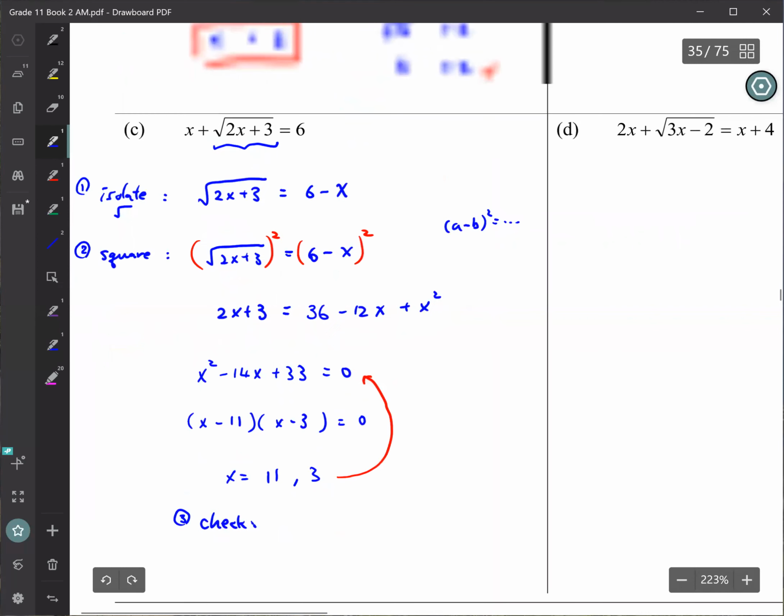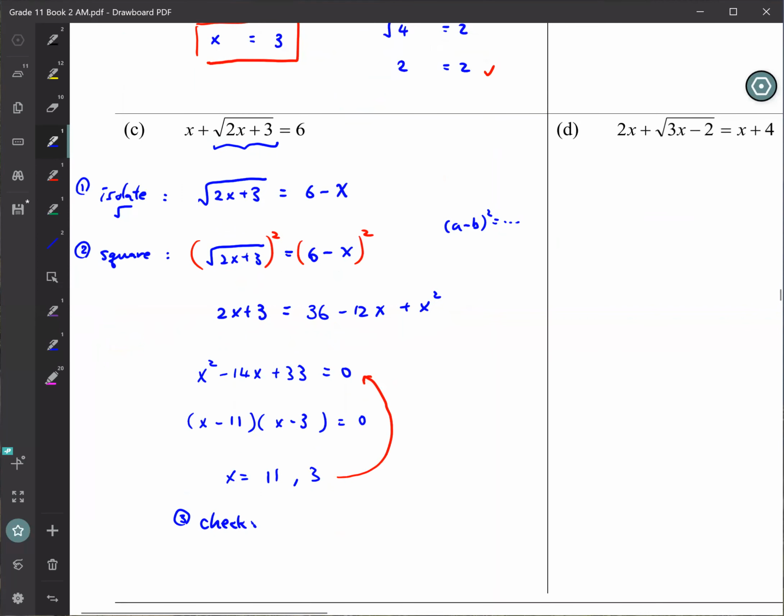So let's plug the 11. Okay, we'll check the 11 first. So 11 plus 2, right? We plug it in.